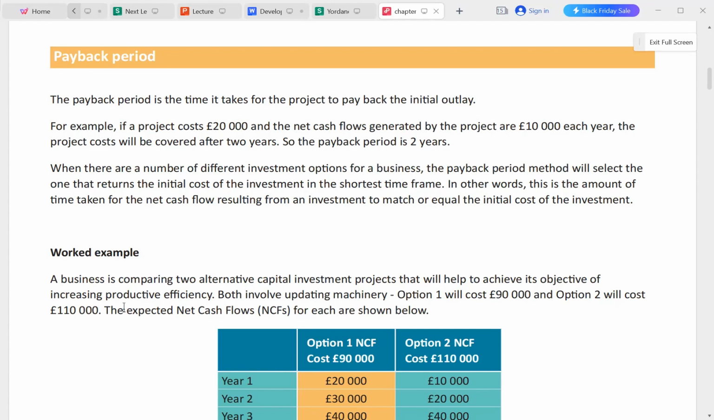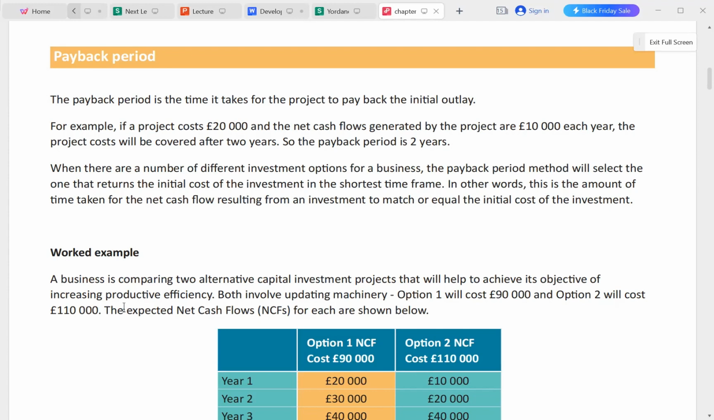So the payback period is the time it takes for the project to pay back the initial outlay, or your initial investment, right? So we're going to see one example that we prepared here. For example, if a project costs £20,000 and the net cash flow generated by the project is $10,000 each year.